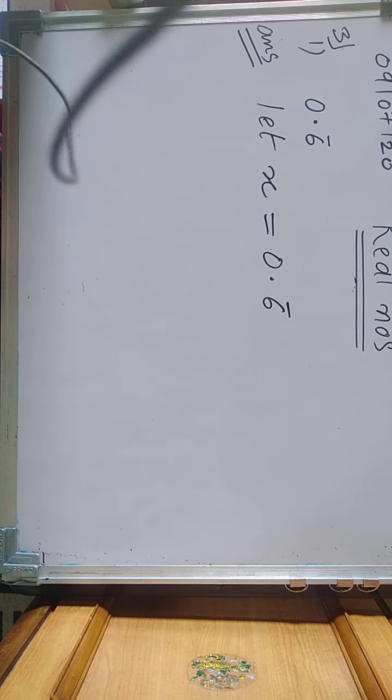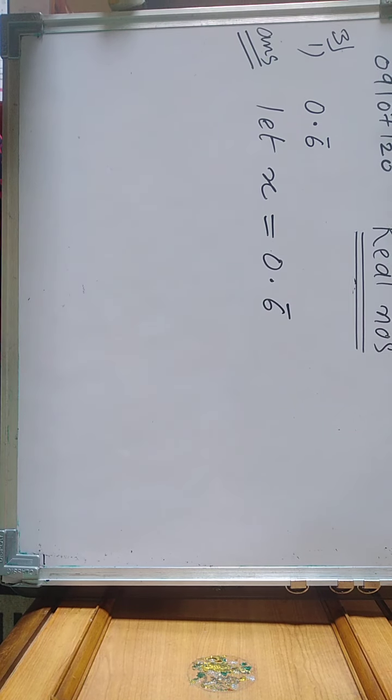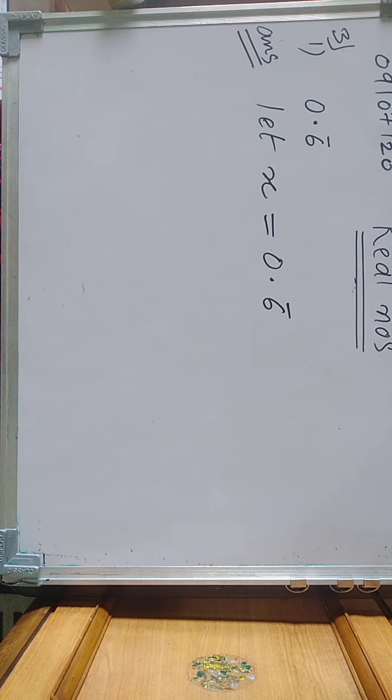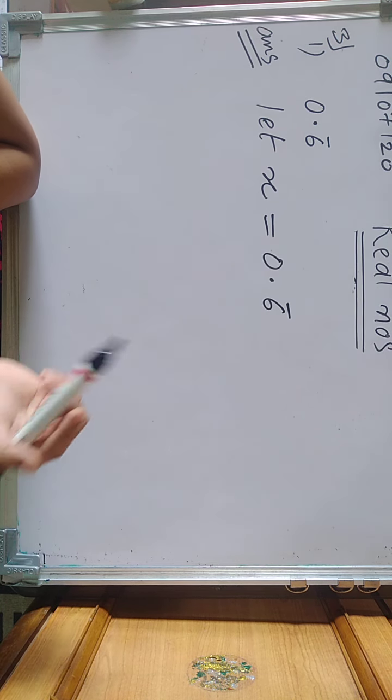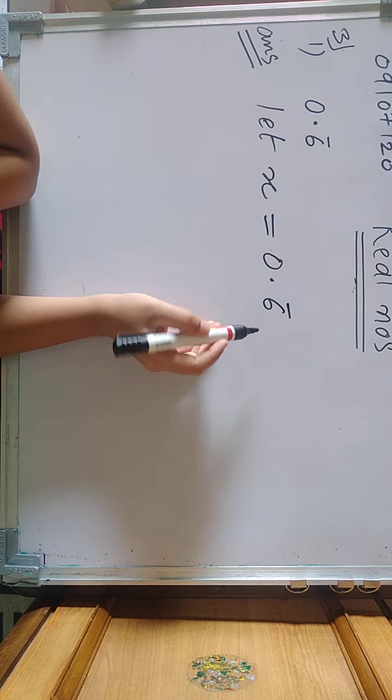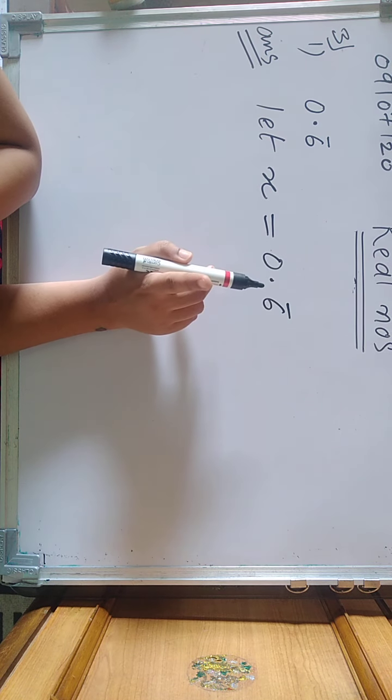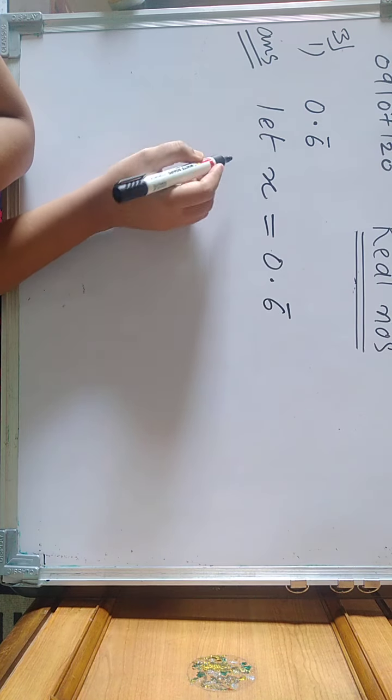Okay, now the second step is, you have to observe how many numbers are recurring over here, whether one number is repeating or two numbers are repeating or three numbers are repeating. If one number is repeating, then you multiply by 10 because it's having 1 zero. If two numbers are repeating, then you multiply by 100 because it is having 2 zeros. If three numbers are repeating, then you multiply by 1000 because it is having 3 zeros. So if you observe here 6 is repeating, that means one digit is repeating, so we'll multiply by 10.